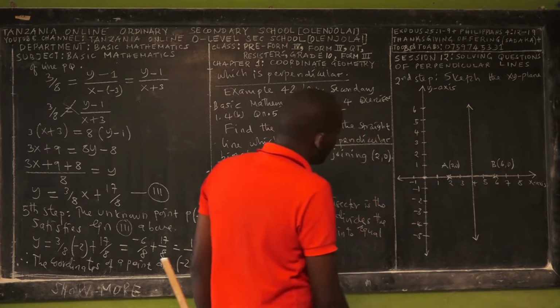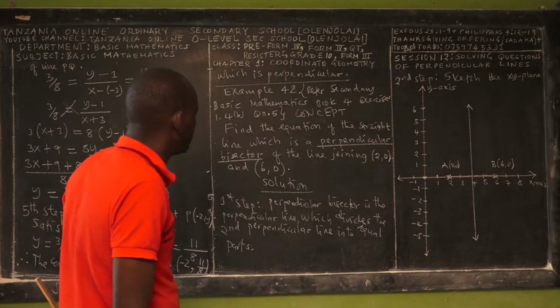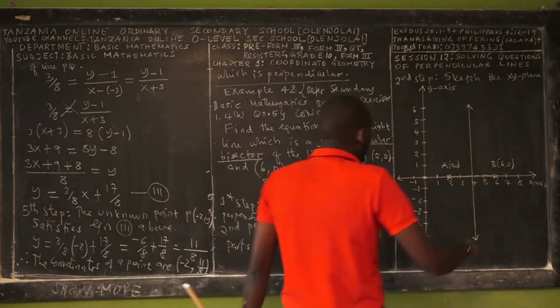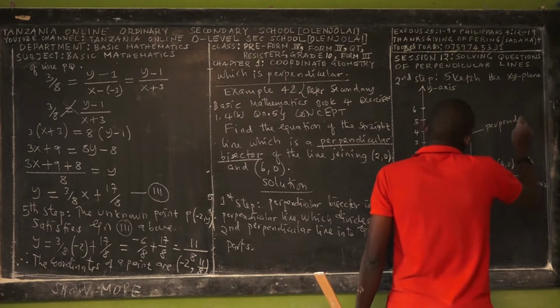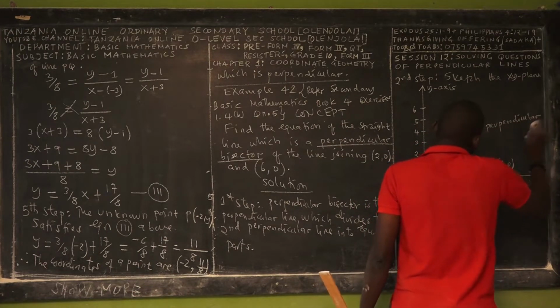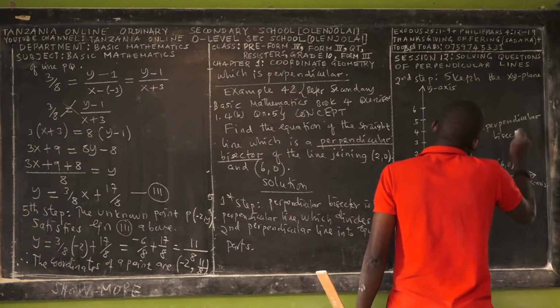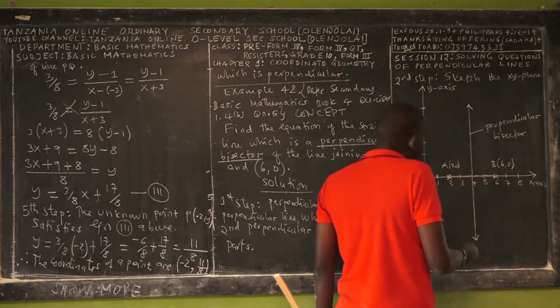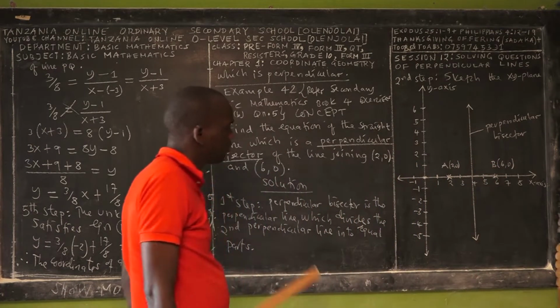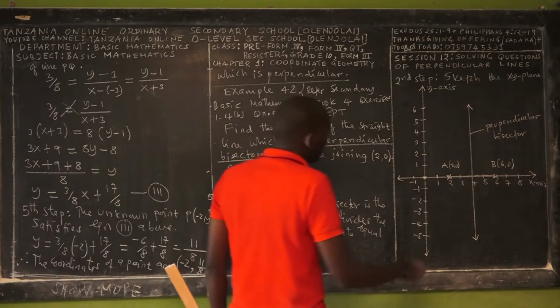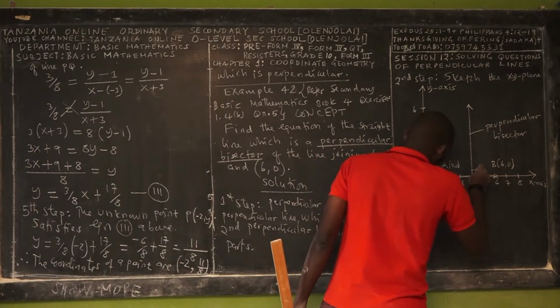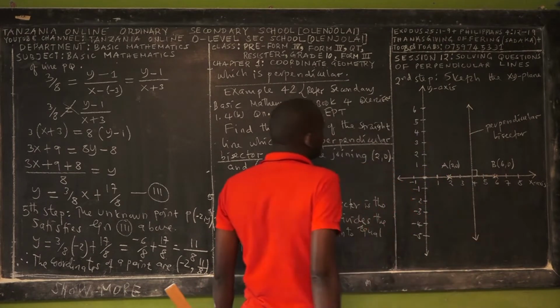So this is the line that we call the perpendicular bisector. Perpendicular bisector of line AB. And why is it a perpendicular bisector? Because it is dividing line AB into 2 equal parts.